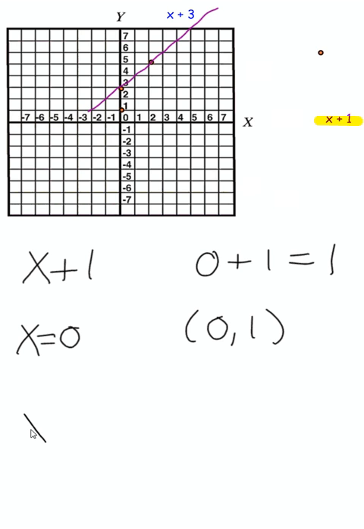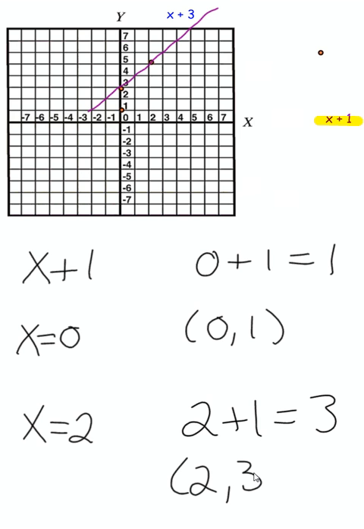Now, why don't we look when x is 2. We get 2 plus 1 is 3. So when x is 2, our y will be 3. And we'll go ahead and graph that point. So 2, 3. Now we can draw this line.